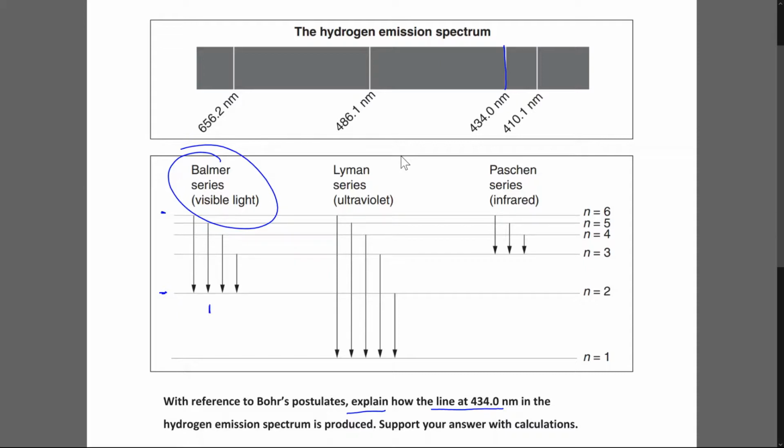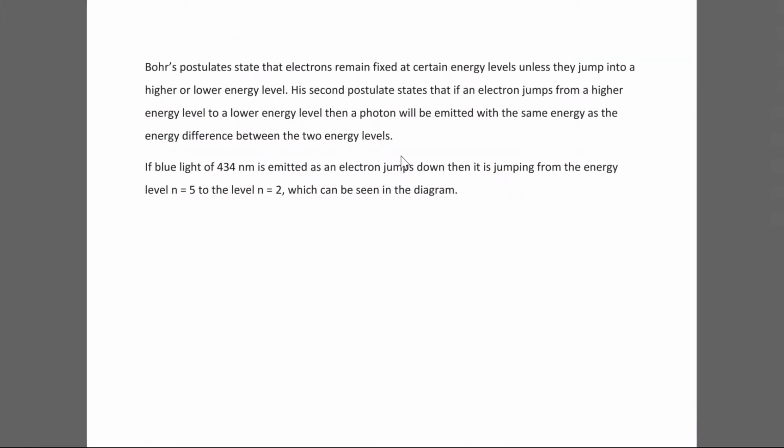correspond to that 434 nanometers, and that means that the electron is jumping down from the n equals 5 energy level to the n equals 2 energy level. That's how I wrote that second paragraph. That's how I get that information straight away without doing any calculations. But we can also do it with calculations.